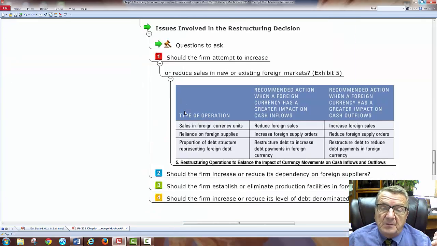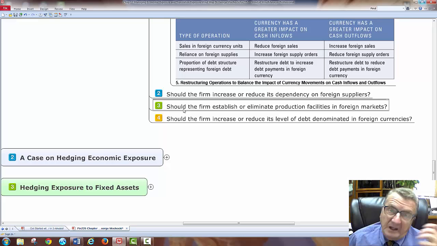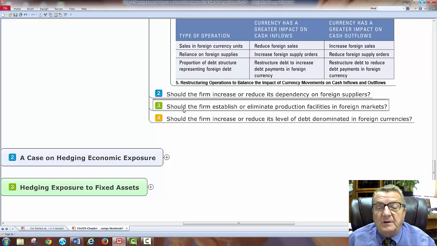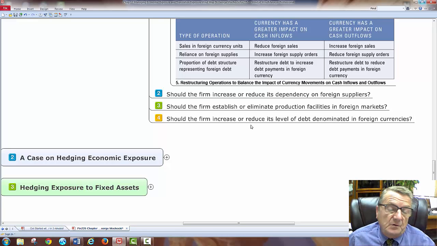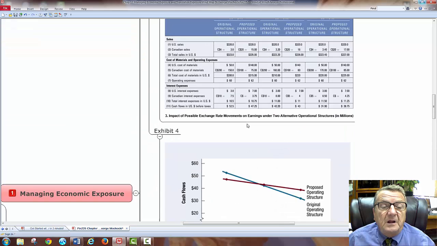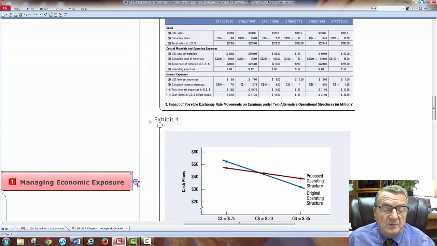I'm managing economic conditions, and something's going on in that area that I might have to take care of. So do I reduce the dependency or do I increase it? Because now it's more of a benefit for whatever it was, the stability coming to that area. Should the firm establish or eliminate production facilities in foreign markets? Should the firm increase or reduce its level of debt denominations in foreign currencies? So it's something that I'm looking at, and all this has helped me to offset to manage my exposure.